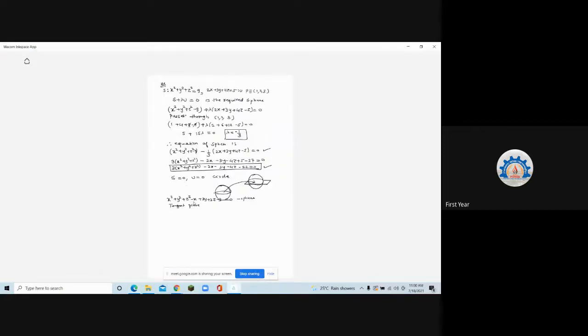x square plus y square plus z square minus x plus 3y plus 2z minus 3 is equal to 0 is the sphere given. Find the tangent plane, which is x x1 plus y y1 plus z z1 plus u into x plus x1 plus v into y plus y1 plus w into z plus z1 plus d is equal to 0. This is the tangent plane. So what is x1 y1 z1? x1 y1 z1 is the point P. What was the point P? 1 1.